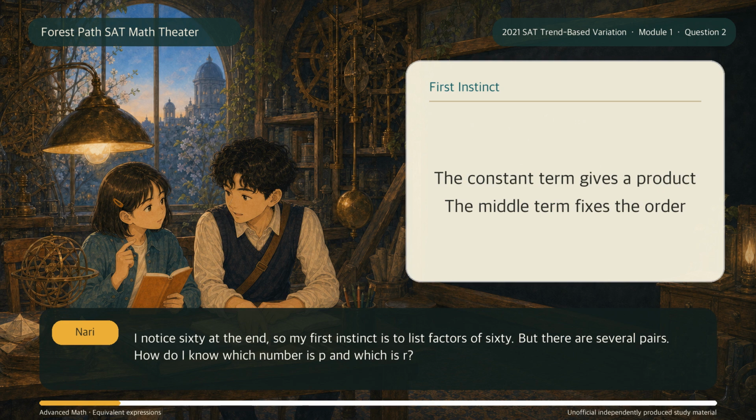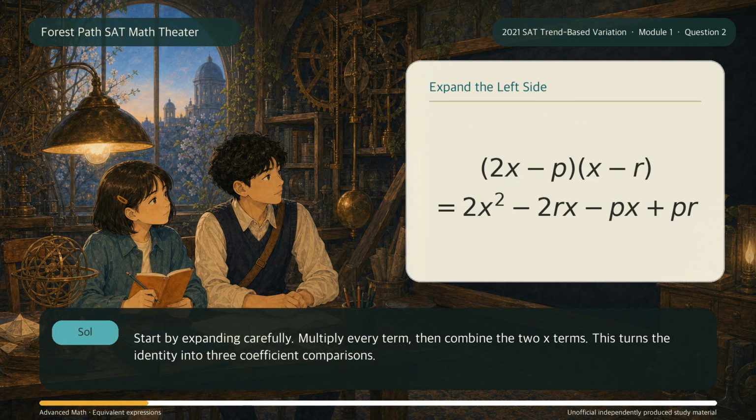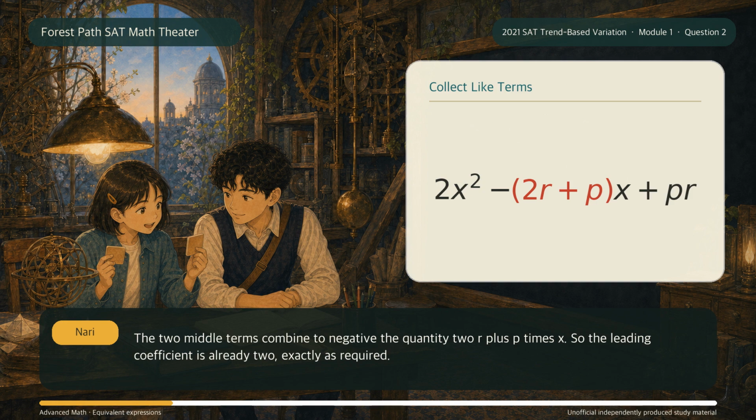I notice 60 at the end, so my first instinct is to list factors of 60, but there are several pairs. How do I know which number is p and which is r? Start by expanding carefully. Multiply every term, then combine the two x terms. This turns the identity into three coefficient comparisons. The two middle terms combine to negative the quantity 2r plus p times x, so the leading coefficient is already 2, exactly as required.